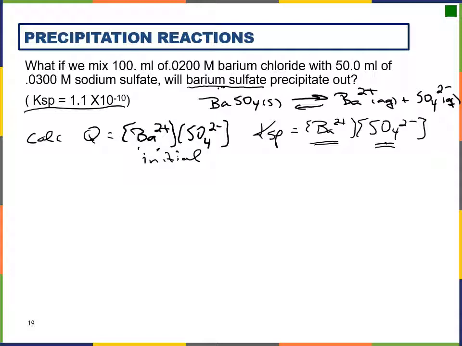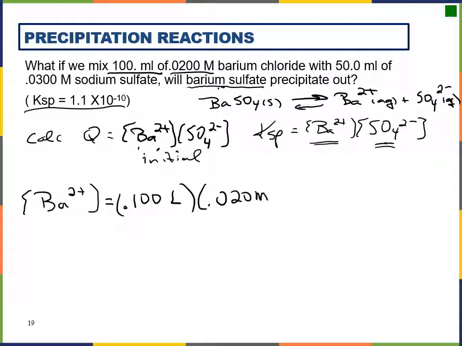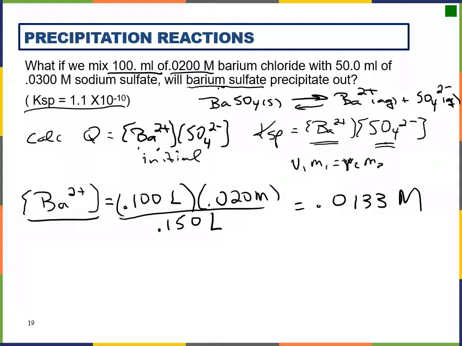Now, there's one more step in this because we have a dilution. So if we want to know the concentration of barium, it is going to equal the volume of barium, 0.100 liters, multiplied by the concentration of barium, 0.020 molar. Because we're doing a dilution, remember that V1 M1 equals V2 M2. We're going to divide this by our total volume. Well, our total volume at the end is 150 mL, 0.150 liters, and that is going to give us a concentration of 0.0133 molar for the barium.